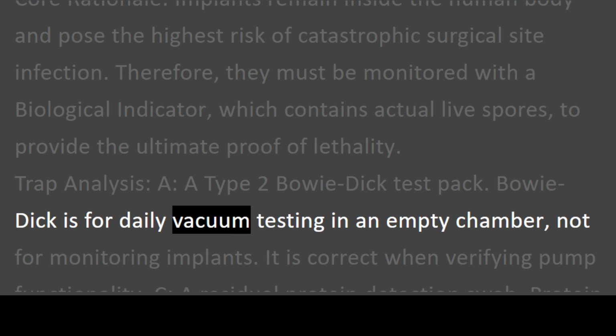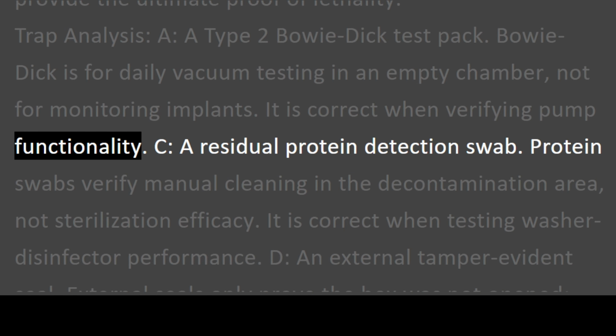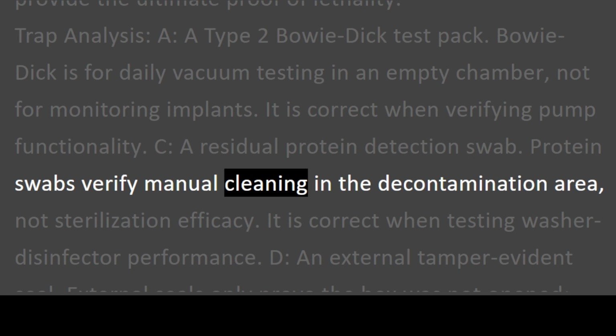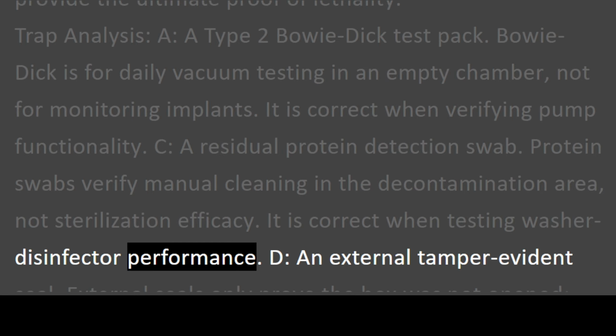Bowie-Dick is for daily vacuum testing in an empty chamber, not for monitoring implants. It is correct when verifying pump functionality. C. A residual protein detection swab. Protein swabs verify manual cleaning in the decontamination area, not sterilization efficacy. It is correct when testing washer disinfector performance.